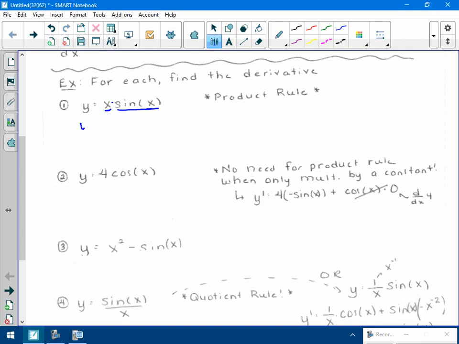Anytime I use product rule, I always say first, which is x, times the derivative of the second. The derivative of sine of x is cosine of x, plus the second, which is sine of x, times the derivative of the first. Derivative of x again is 1. And there's not really a lot of simplifying we can do. I like to rewrite it without all of the extra little multiplying dots in there. So y prime is x cosine of x plus sine of x. And that's your final answer.